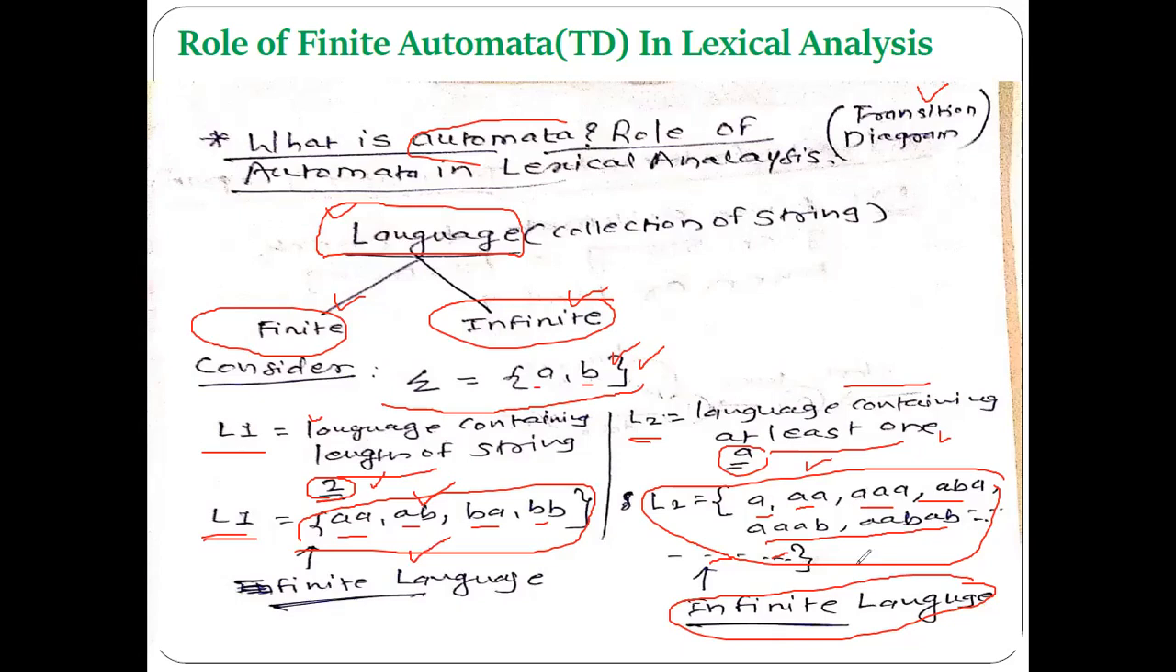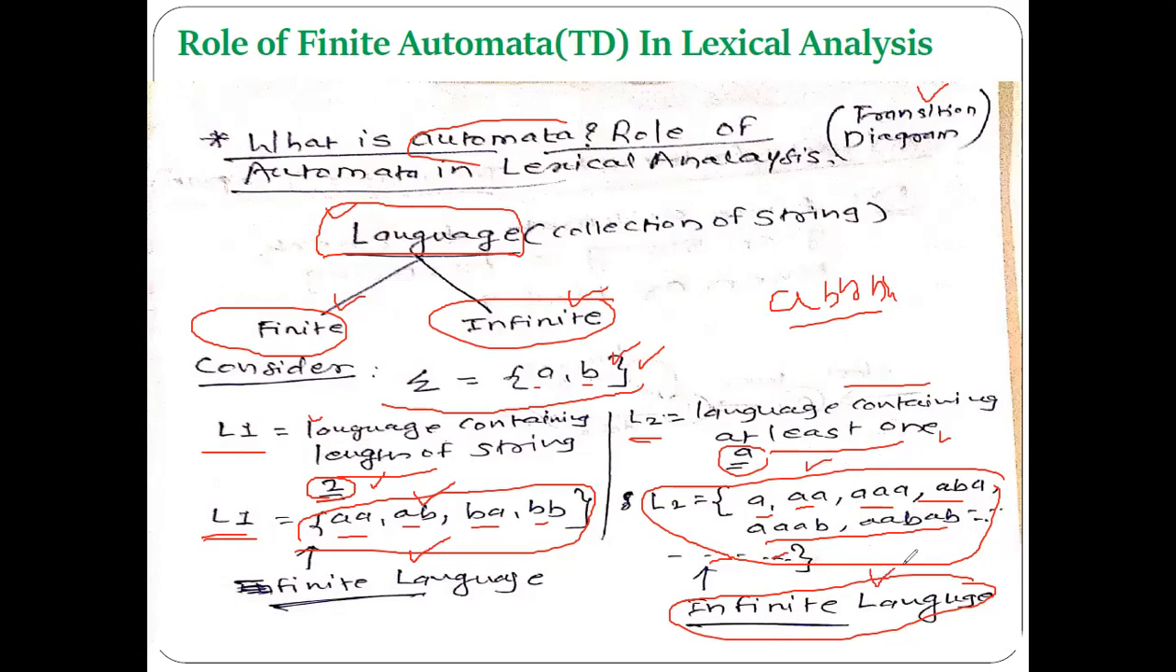But here we have infinite combinations of the language containing at least one A, because there can be multiple combinations where the string contains at least one A. We can also have a string like this, A, B, B, B, understood? This is also containing a single A. So there can be an infinite number of combinations where the language contains at least one A.